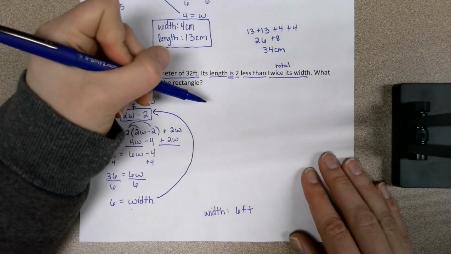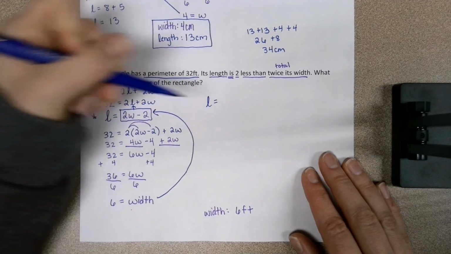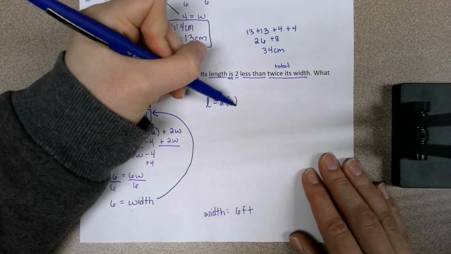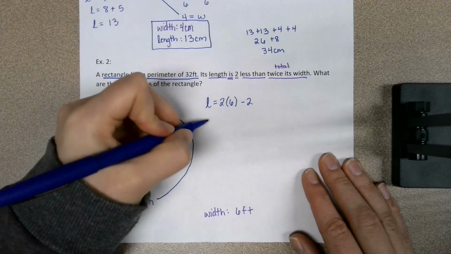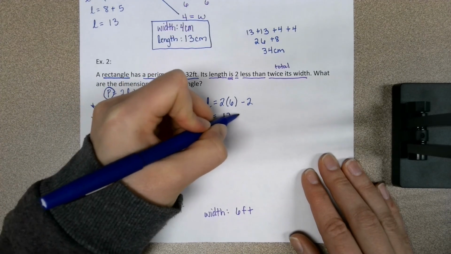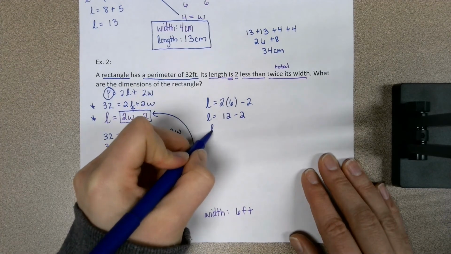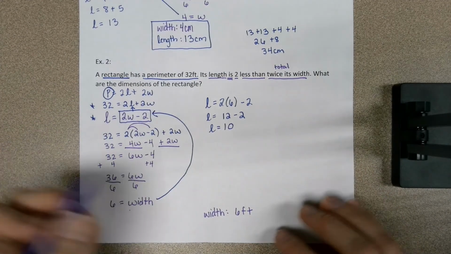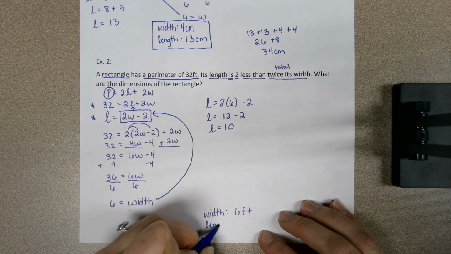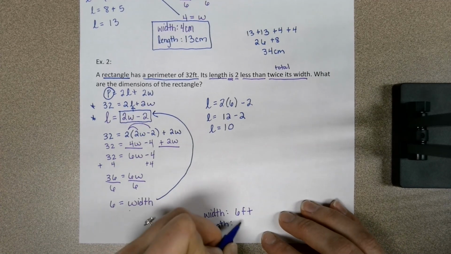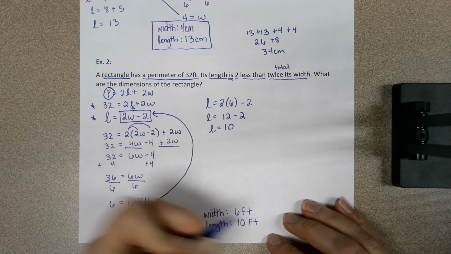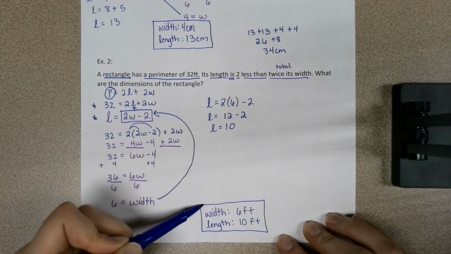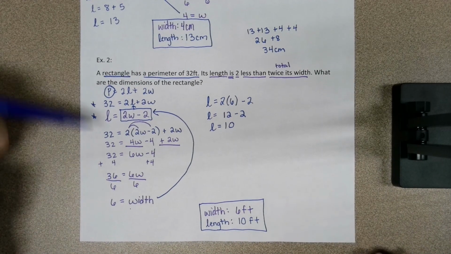So this time it's going to be the length is equal to 2 times the width. Our width is 6, minus 2. So our length is going to be equal to 12 minus 2. So our length is equal to 10. Again, we're talking in terms of feet, so we can say that the length is 10 feet. And again, we have the dimensions for our rectangle, the length and the width, so this would be our final answer with all of our work shown.